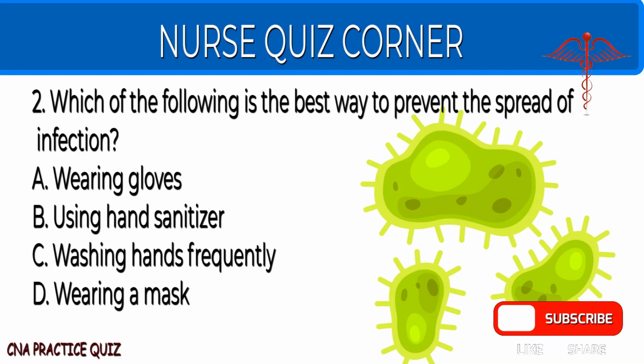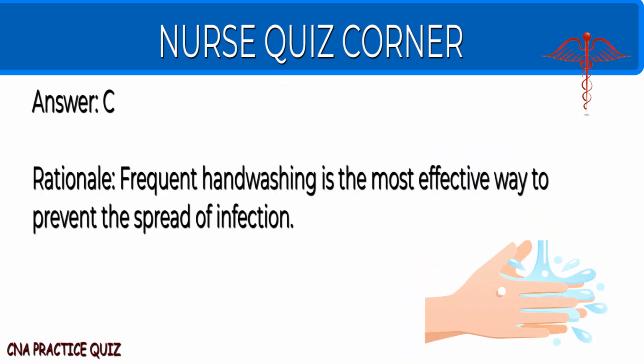2. Which of the following is the best way to prevent the spread of infection? A. Wearing gloves. B. Using hand sanitizer. C. Washing hands frequently. D. Wearing a mask. Answer C. Rationale. Frequent hand washing is the most effective way to prevent the spread of infection.